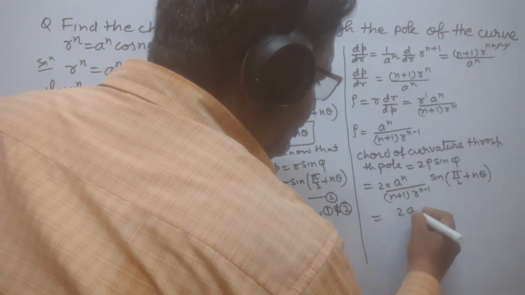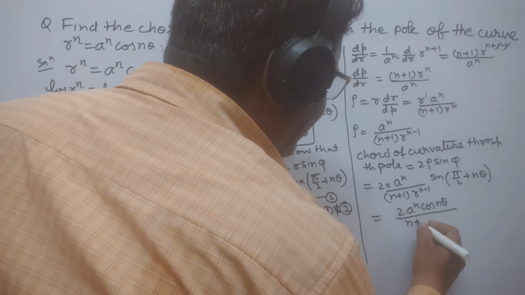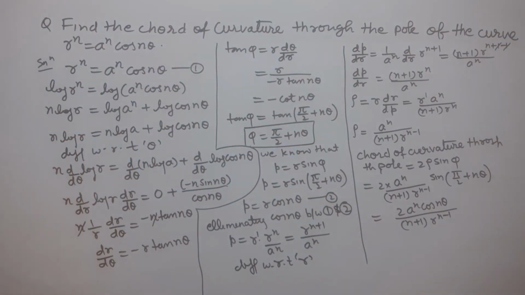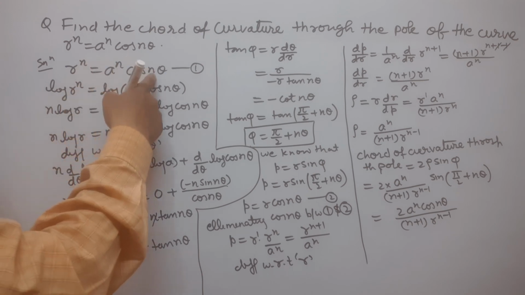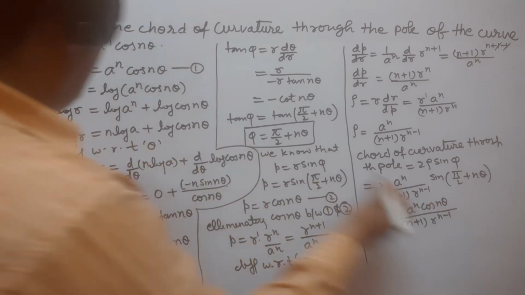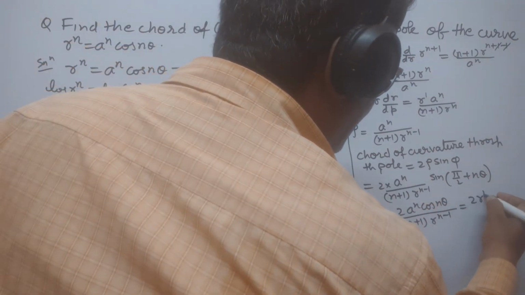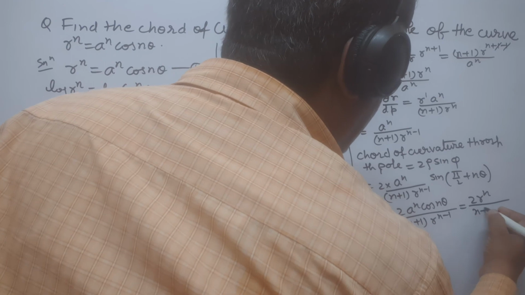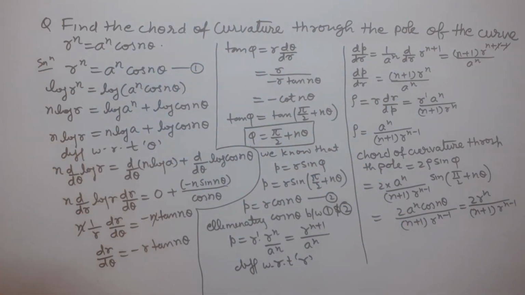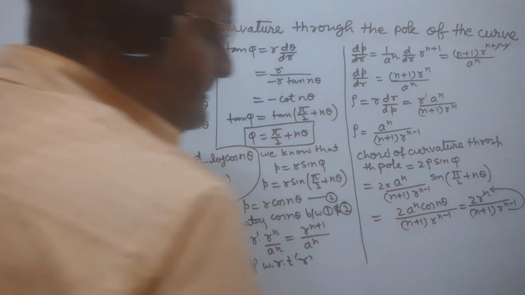So we write here 2a to the power n cos n theta divided by n plus 1 r to the power n minus 1. Here a to the power n cos n theta, from the given curve we can see that a to the power n cos n theta is equal to r to the power n. So we write here 2 r to the power n divided by n plus 1 and r to the power n minus 1. So from the denominator, this r to the power n minus 1 goes to the numerator.